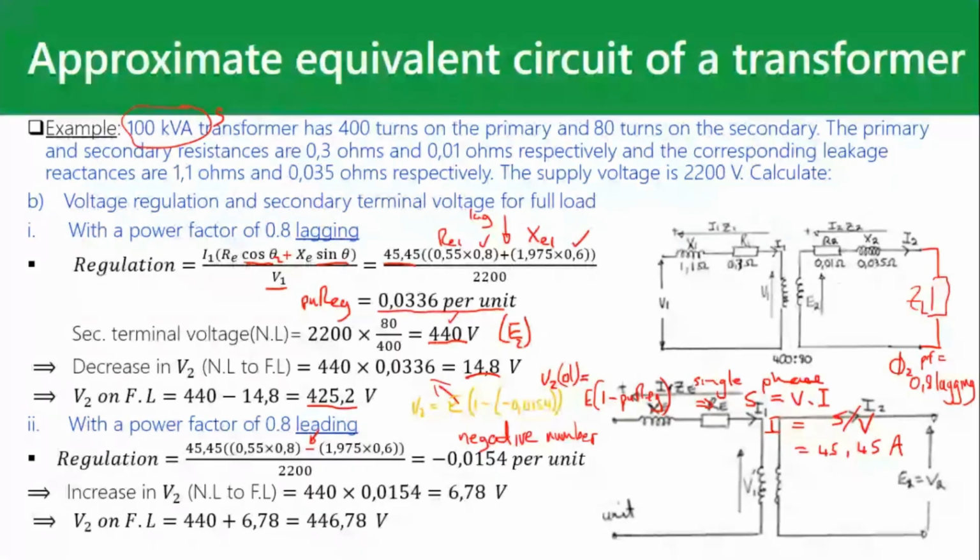So V2, instead of 440, increases to 446. And that will always happen with a leading power factor. So if you've got a leading power factor and you get this negative number for your per unit regulation, don't panic. It's meant to be like that. This is pretty much a dead cert for you to know. You must know this calculation. The chances of you not getting one of these are very remote.